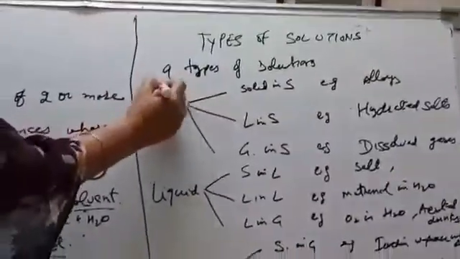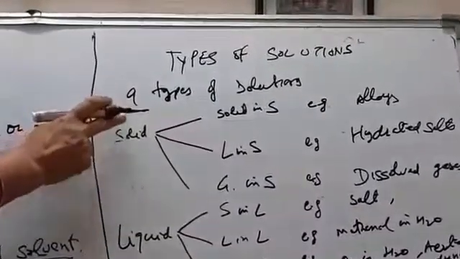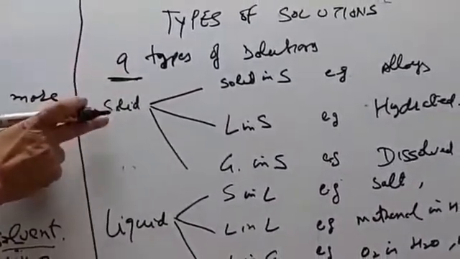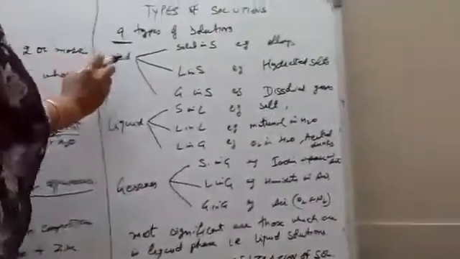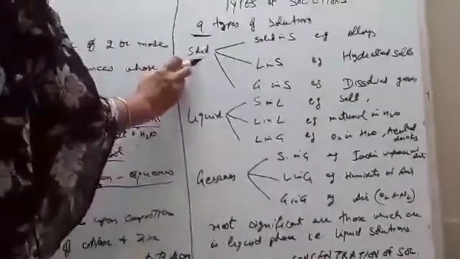Next are the types of solutions. Now in types of solutions, mainly there are 9 types. On the basis of the states, we have 3 states: solid, liquid and gaseous. On the basis of these states, solutions are of 9 types. First, in the case of solid acting as a solvent: solid in solids, liquid in solids and gaseous in solids.